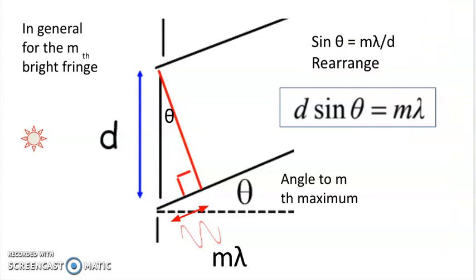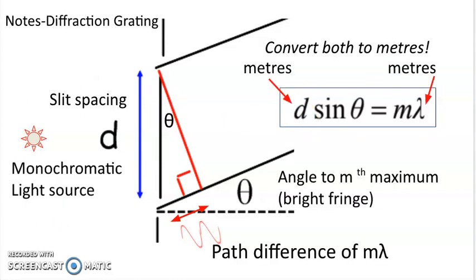In fact, you can do that for any maximum, however many wavelengths you have as path difference for the mth order. Then you rearrange that and you get this equation, d sine theta equals m lambda, and that is the Young's slits or diffraction grating equation which you get on the formula sheets. That's the slide that I'll ask you to copy in your notes later, which has got all the information just on one slide, which you can pop into your notes there.